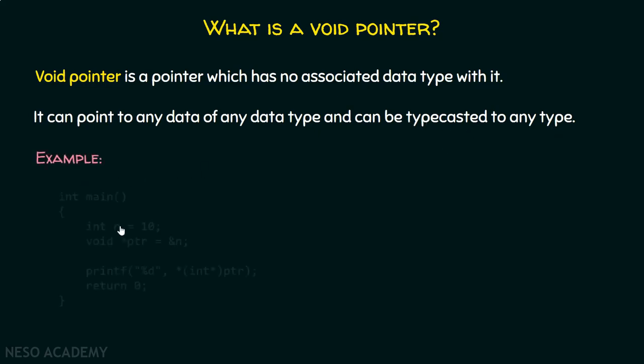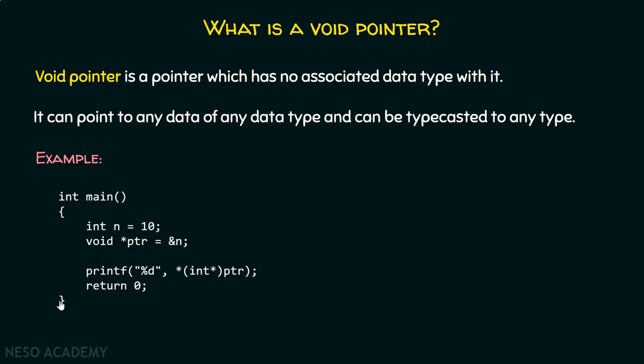Let's discuss one example. Here in this case, let's say we have a main function, and within this main function, we have a variable n which has been initialized with value 10. After that, we have a void pointer. Here you can see this pointer has no associated data type, although it is containing the address of variable n. But I have declared this pointer as a void pointer. This pointer has no associated data type, so it can point to any type of data, as this is what I have written over here. That is why I am initializing this with the address of this variable.